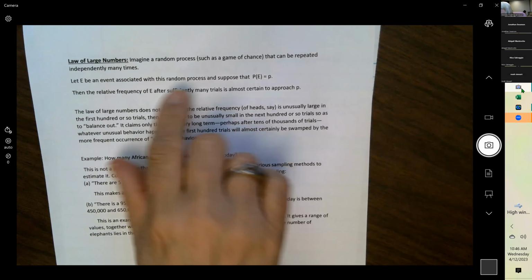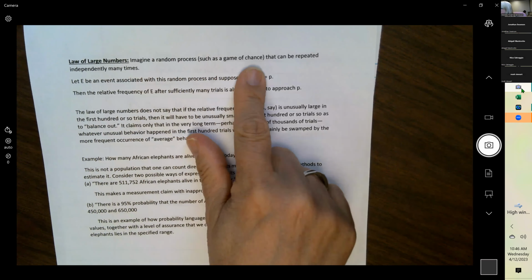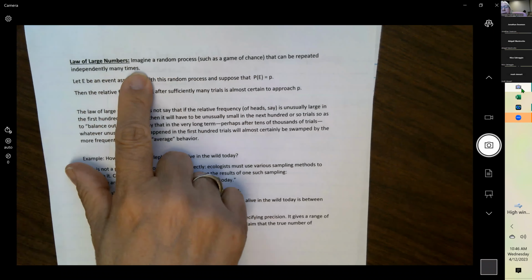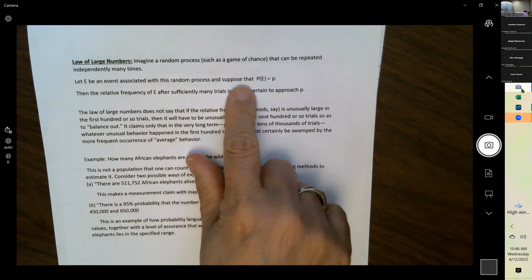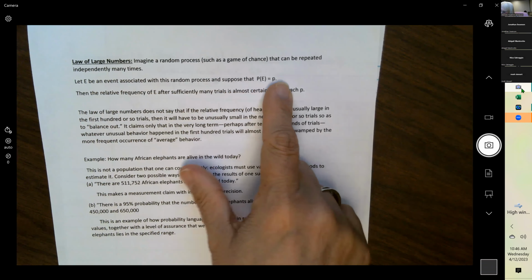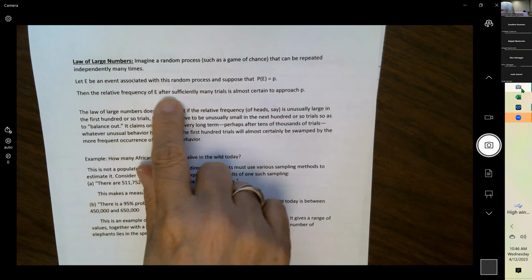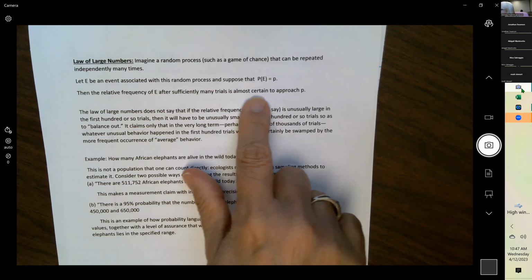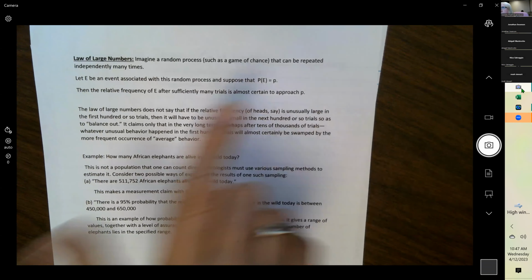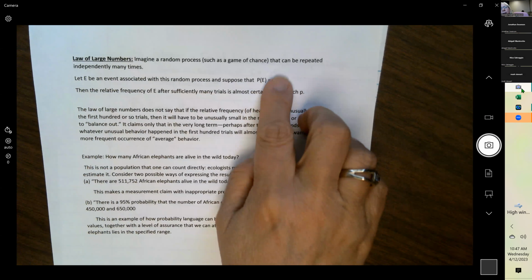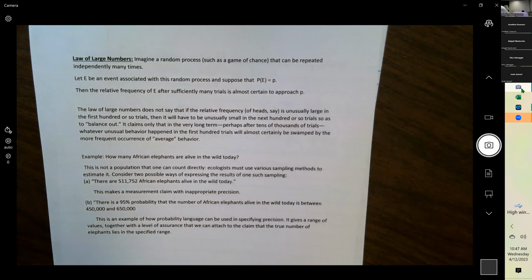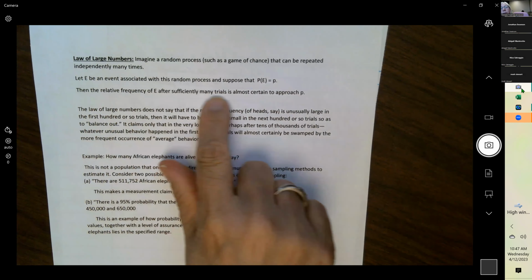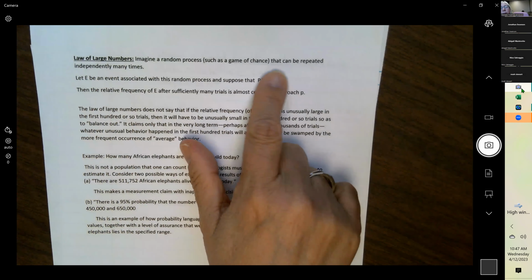Law of large numbers. Imagine a random process such as a game of chance that can be repeated independently many times, and we've talked about those. Let E be an event associated with a random process, and suppose P of E equals P. Then the relative frequency after sufficiently many trials is almost certain to approach it. And so we said the probability of heads should be half of them, and we were getting pretty close. We got 11 out of 20, which is almost half. But the more you do it, the closer and closer you will approach this.